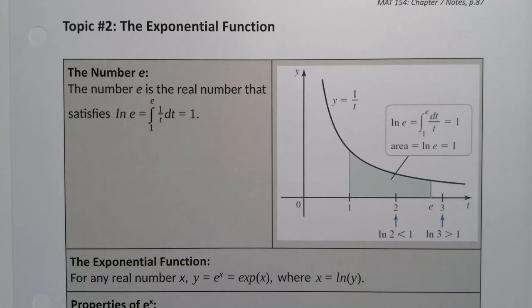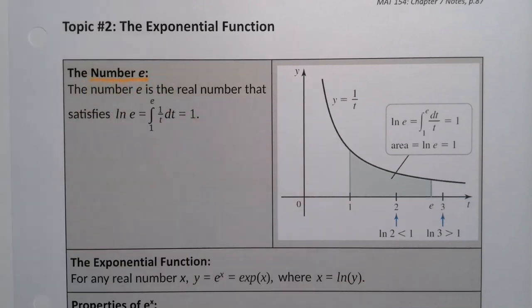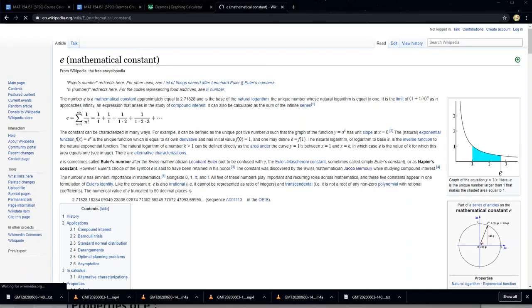Since we revisited the natural logarithm, it's more than understandable that we will revisit the natural exponential function. And to start off with, we're interested in the number e. Now, e is a very important number in science and math. In fact, it has its own Wikipedia page right here. So it's called Euler's number. So it's a very important number.